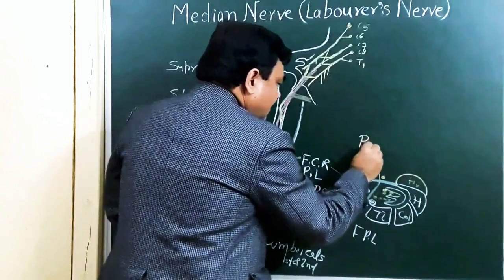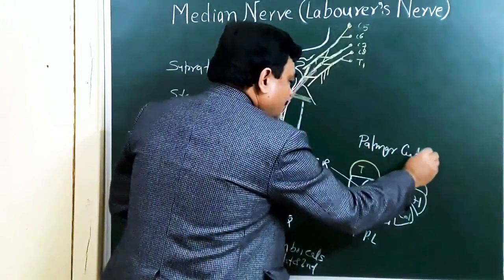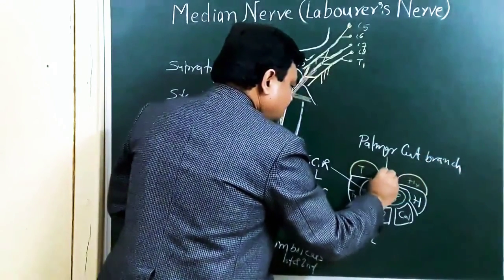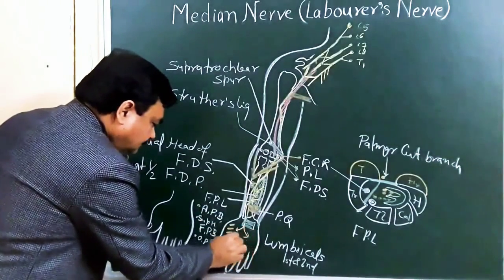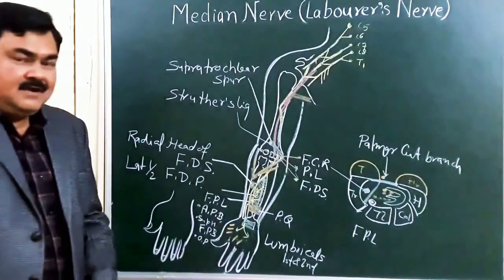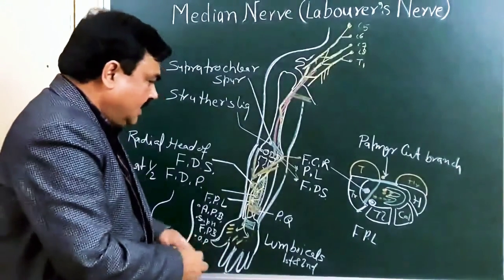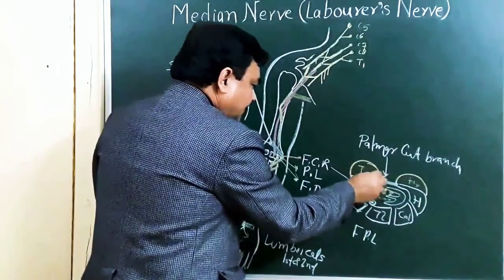This is the palmar cutaneous branch. It gives supply to this area: the lateral two-thirds of the hollow of the palm and the skin over the thenar eminence. Here is the skin over the thenar eminence.